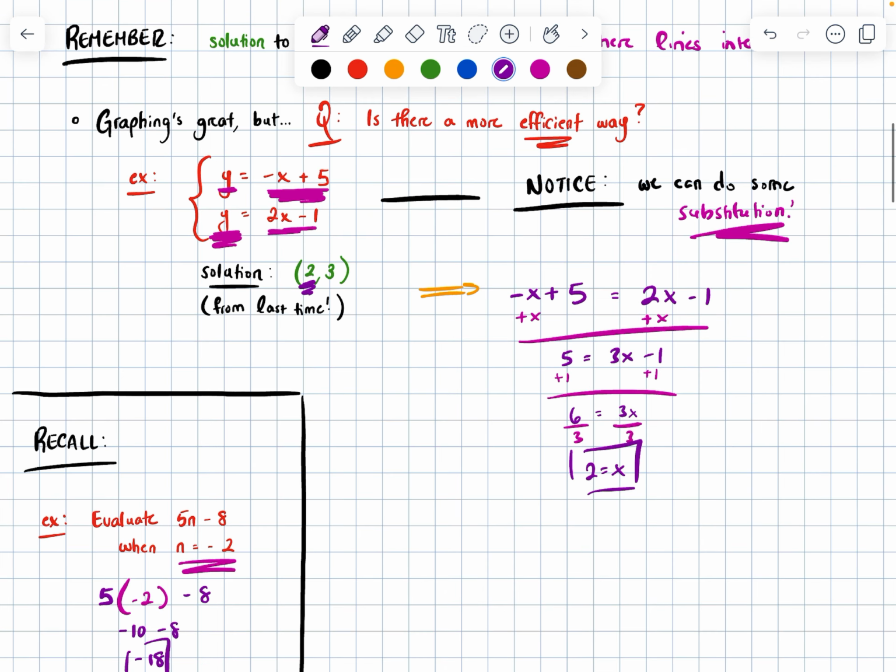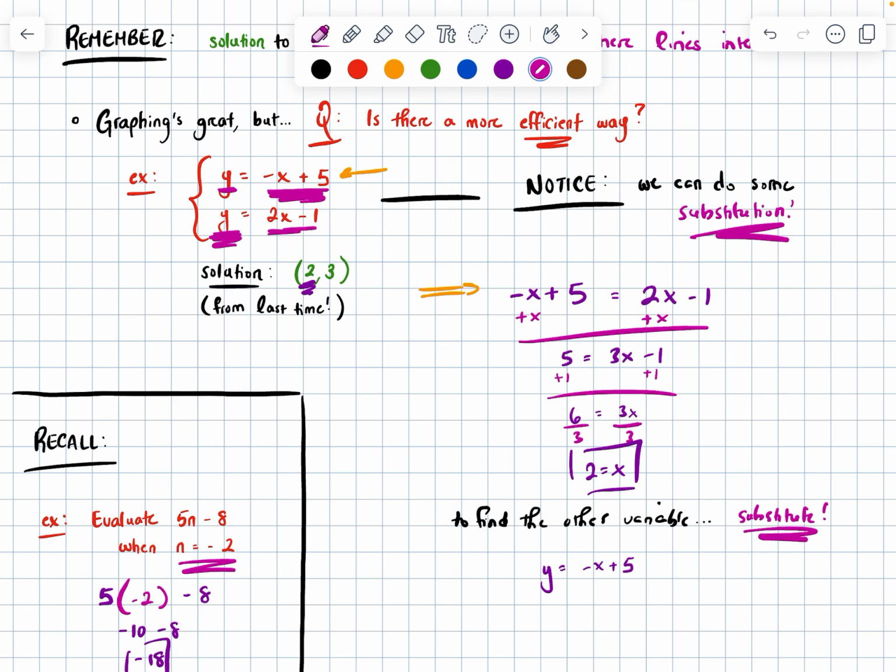Okie dokie, well, I know x equals 2. I still need to find my other variable. In order to do that, all I probably need to do, again, it's in the name, is substitute. So I know that I want x to be 2. Let's take one of my two equations above. Maybe I'll take the first one here. So I'm going to take that guy, y is equal to negative x plus 5.